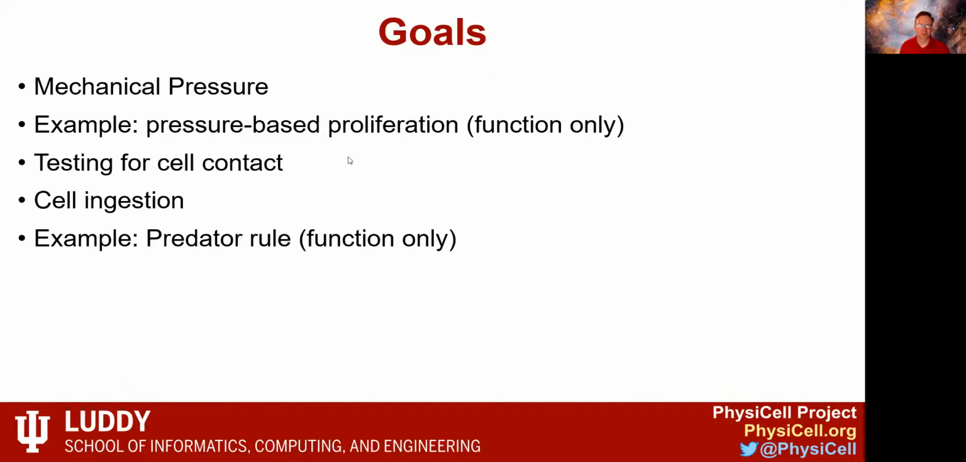So the goals of this quick module are to first define the mechanical pressure as implemented in PhysiCell, give an example of a pressure-based phenotype function used for controlling proliferation, then talk about functions that are used for testing for contact with nearby cells, talk about a cell that's designed for ingestion so that one cell can actually eat another, very handy for things like predation or immune functions. And then lastly, show an example of a cell interaction rule, actually a contact rule, a custom rule in this case, that could be used for predator-prey type codes.